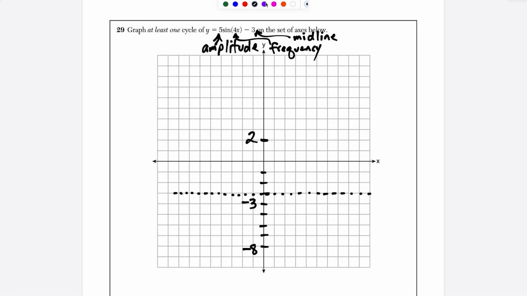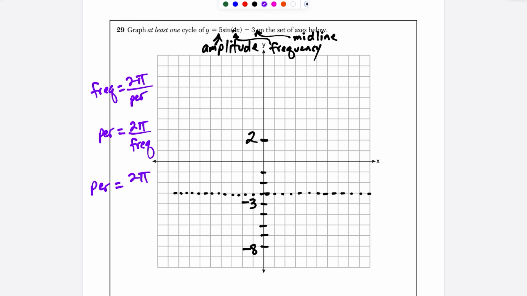And now the next detail to look out for is the frequency. So one thing to know is that the frequency is equal to 2 pi divided by the period. And I could also swap these and say that the period is equal to 2 pi over the frequency. So in terms of graphing, the period is very useful because it tells us how far out to go in the x direction.